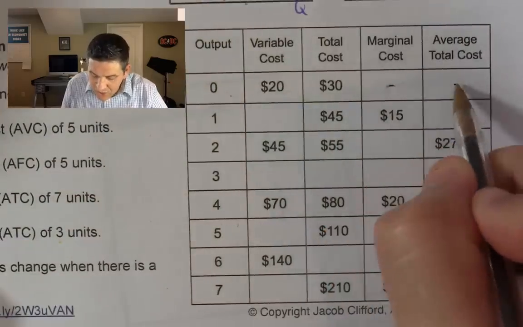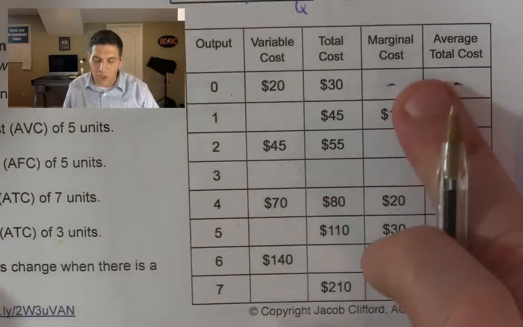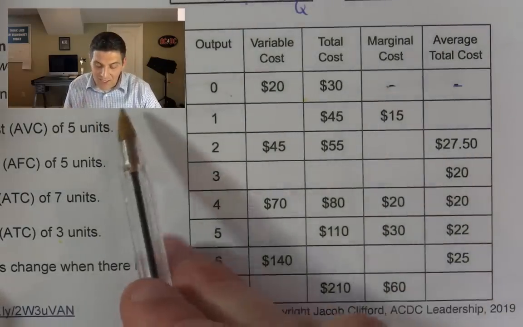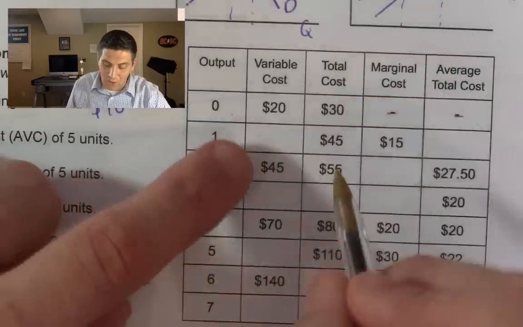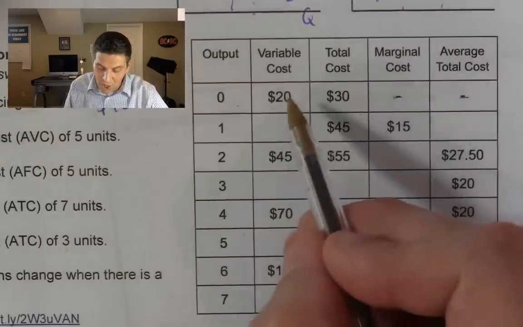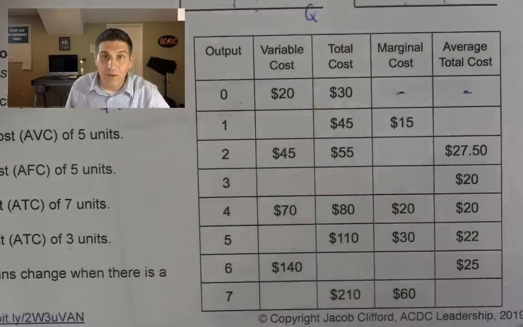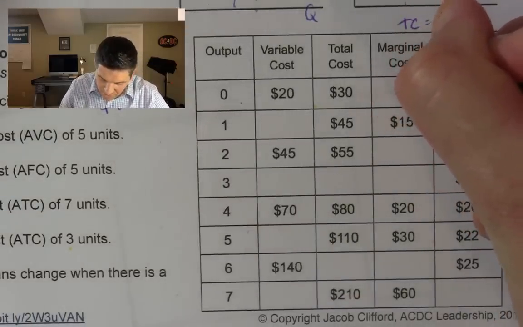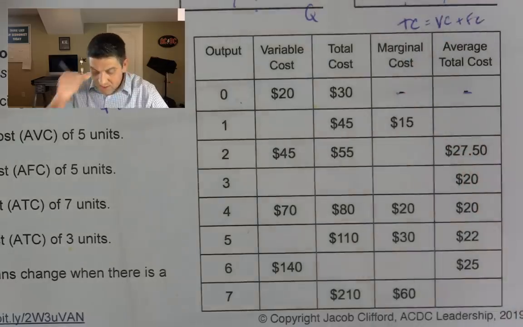Notice there's a dash here. The dash is because you can't calculate the marginal cost for 0 output. You don't know what the previous one was. But this idea of $10 is going to help you figure out the rest of this column, right? Because in fact, I write it over here. You can't see. The total cost equals the variable cost plus the fixed cost.